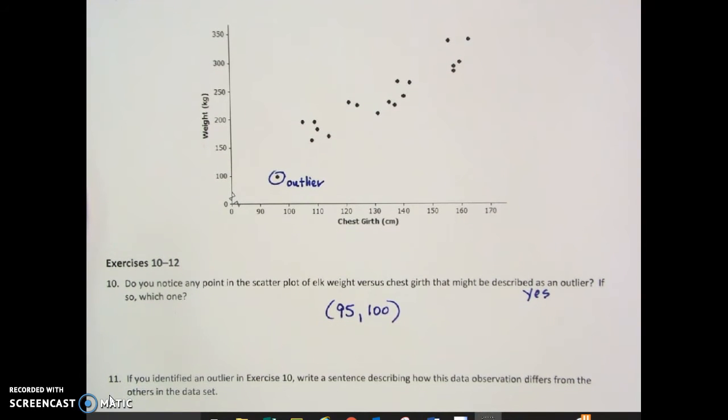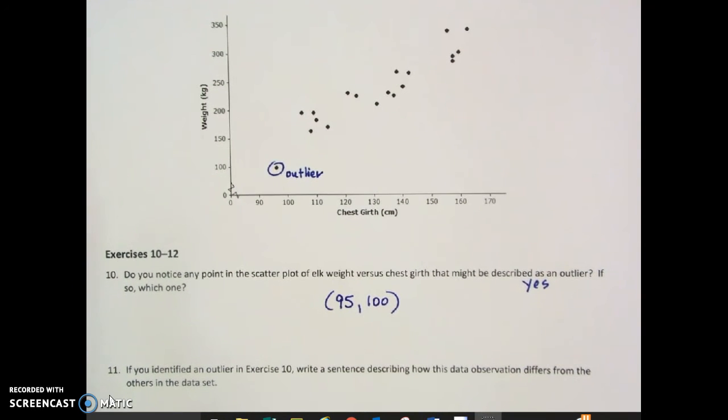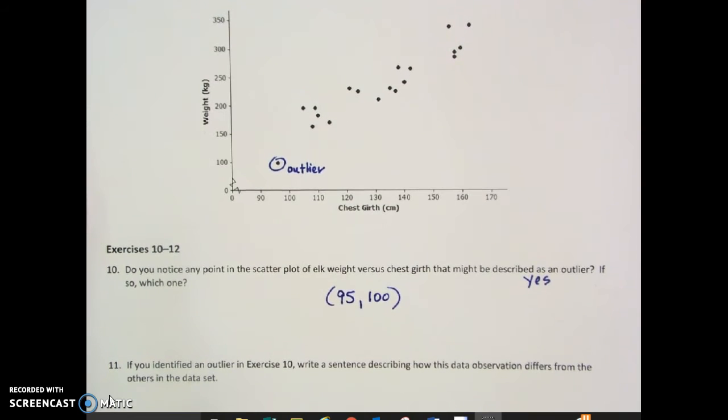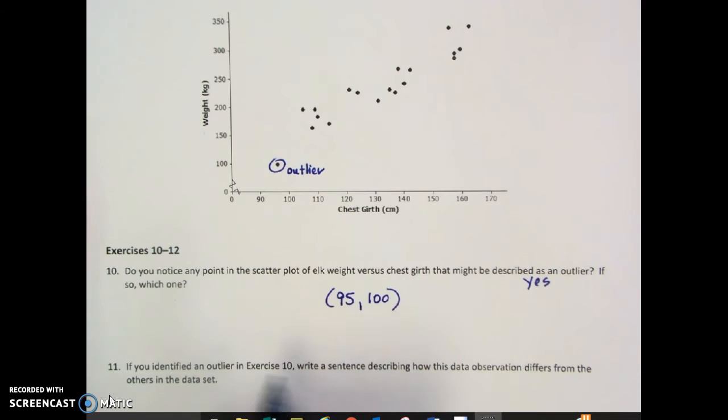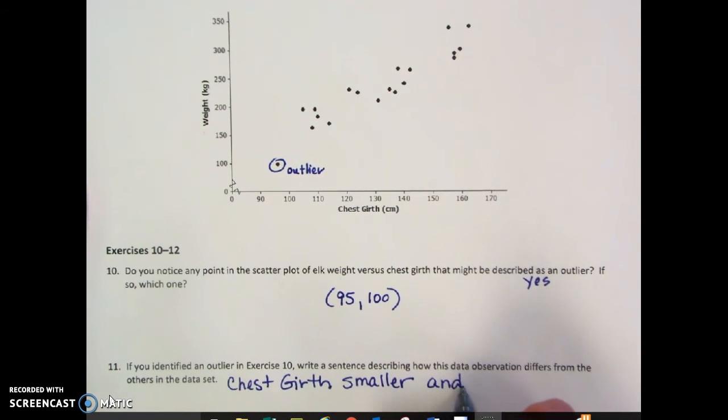Second question: if you've identified an outlier in exercise 10, write a sentence describing how this data differs from the rest of the data. Well, it appears that the chest girth, which is your X, is smaller than the rest of the data. And the weight is also much smaller than the other data.